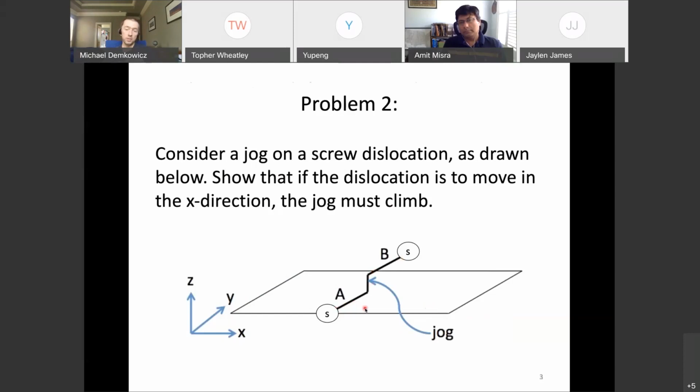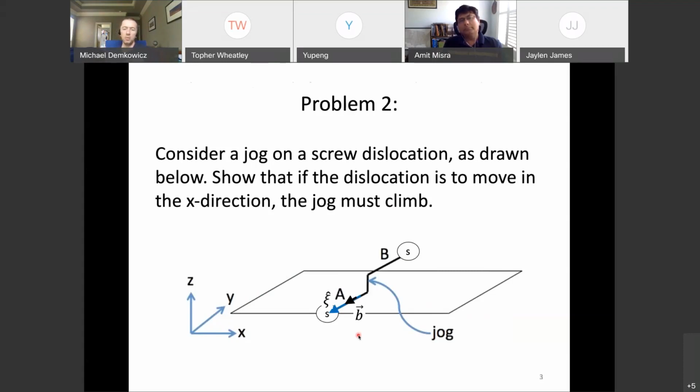Since we're told that this is a screw dislocation, we know that the line direction and the Burgers vector must be parallel. So I'm just going to draw in a line direction and a Burgers vector. There they are. I don't know if I'm representing the sense correctly. I'm not told enough information in this problem to tell you whether those should be pointing in the same direction or in opposite directions. For the purpose of this problem, it's not going to matter. So I'm just going to draw them as pointing in the same direction.